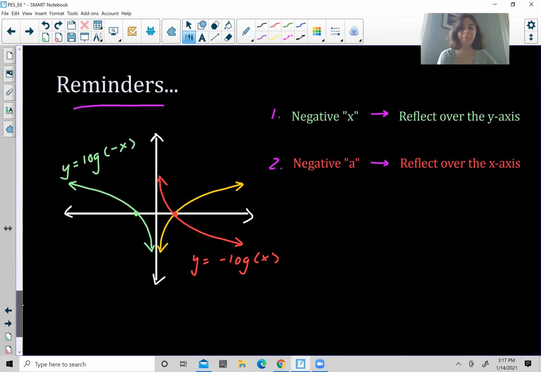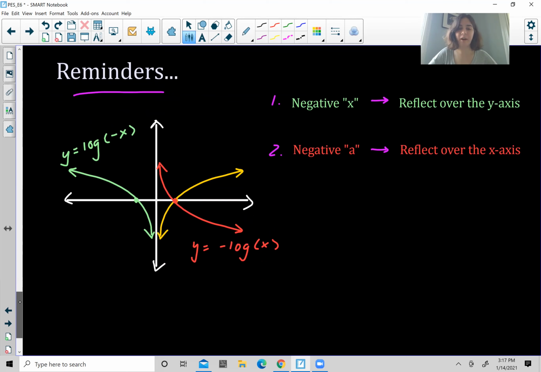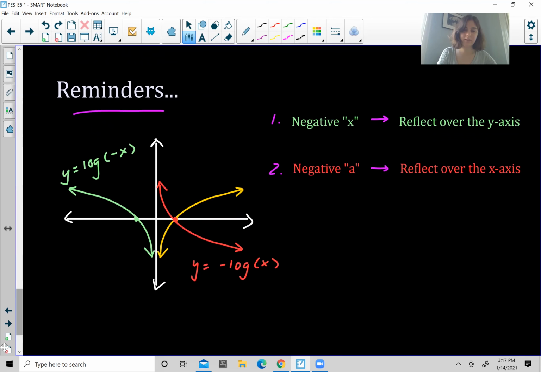Okay, and then just some quick reminders. The golden is our original function here. If you have a negative x, that is a reflection over the y-axis. You can see that on the graph, how it reflects that way. That's because if we're switching all of our x values, then we want to move the graph to the negative x. It seems counterintuitive, but you just want to think about what is actually flipping. It's going to be the x values. So you need to move it over the y-axis to get it negative in the x direction.